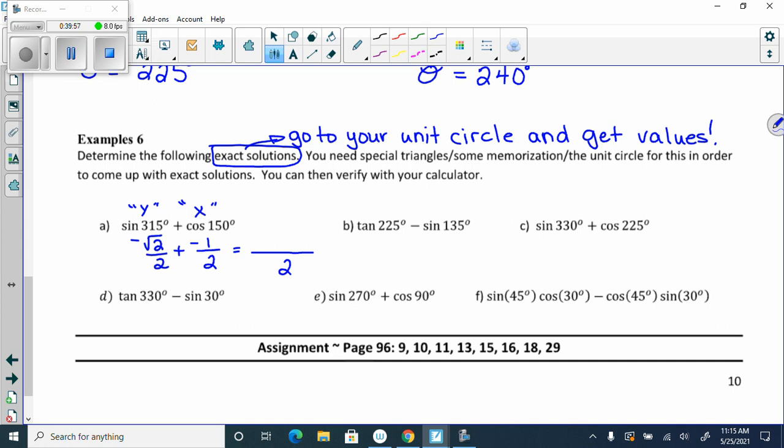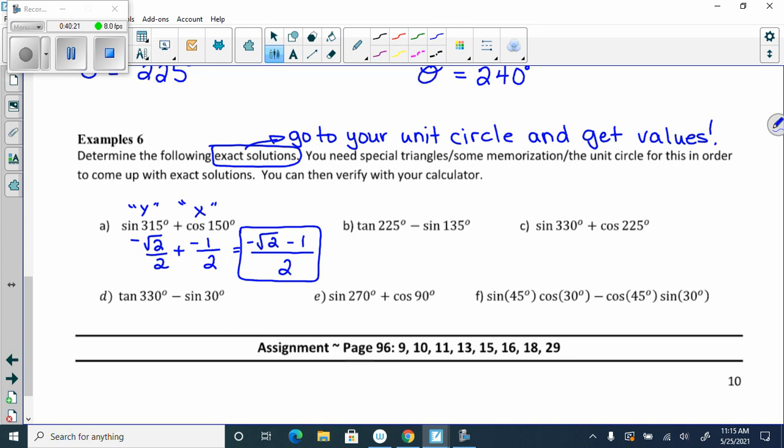Negative root 2 minus 1. Can I make that any prettier? Nope. That's it. We box it. That's exact values. The moment you turn it into a decimal, it is not exact. Remember how I said that? Exact values are not decimals. If you turn it into a decimal, it is not an exact value. So if you type these into your calculator, you're going to be in trouble.